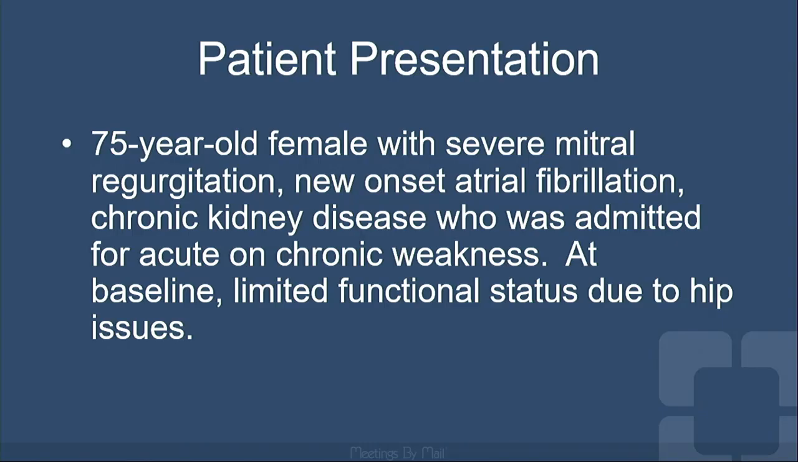All right, so 75-year-old female, severe MR, new onset atrial fibrillation. I'll put an asterisk: new onset meaning this is the first time she has come to the doctor with it. Chronic kidney disease, about stage 3. She's admitted with acute on chronic weakness, about 3 weeks of just acute debility. At baseline, she has limited functional status due to hip orthopedic issues. So she's not the most robust functional candidate.